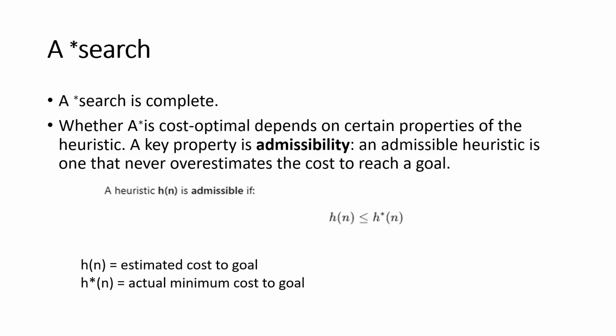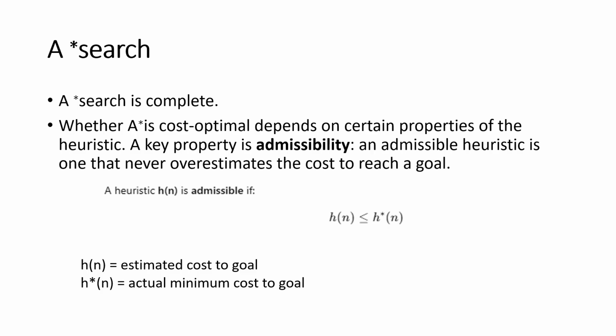Now we will see the properties of the A-star algorithm. A-star is a complete search algorithm, which means it is guaranteed to find a solution if one exists. Whether A-star finds the optimal solution depends on the heuristic function used. The most important property required for optimality is admissibility.